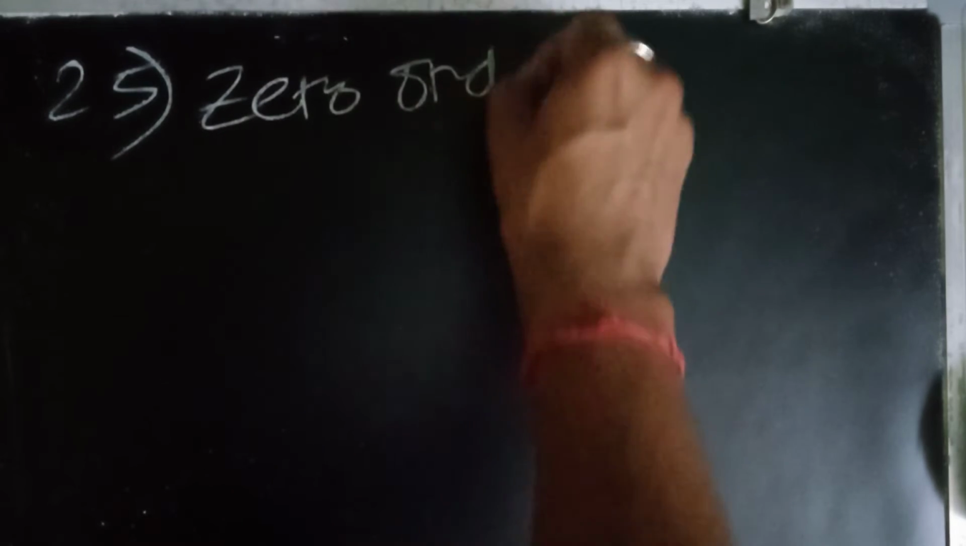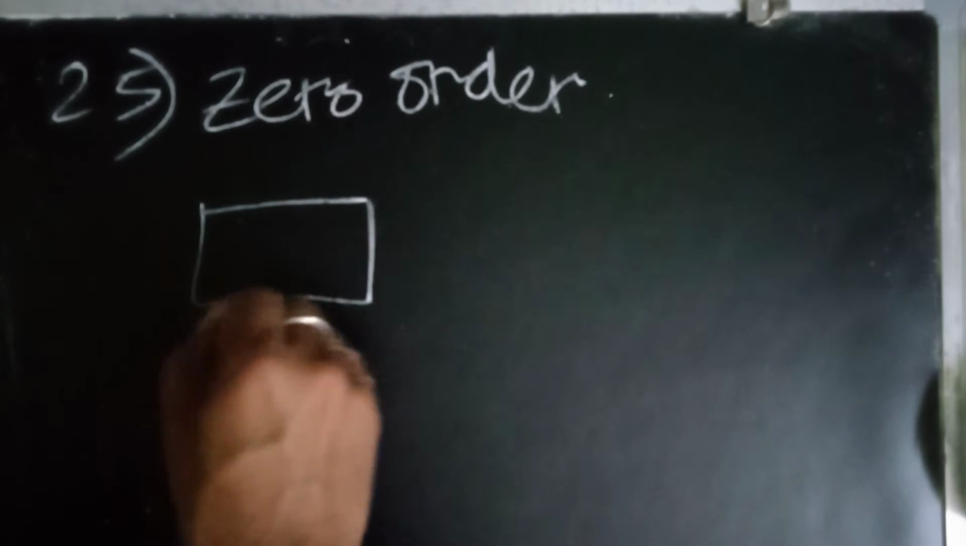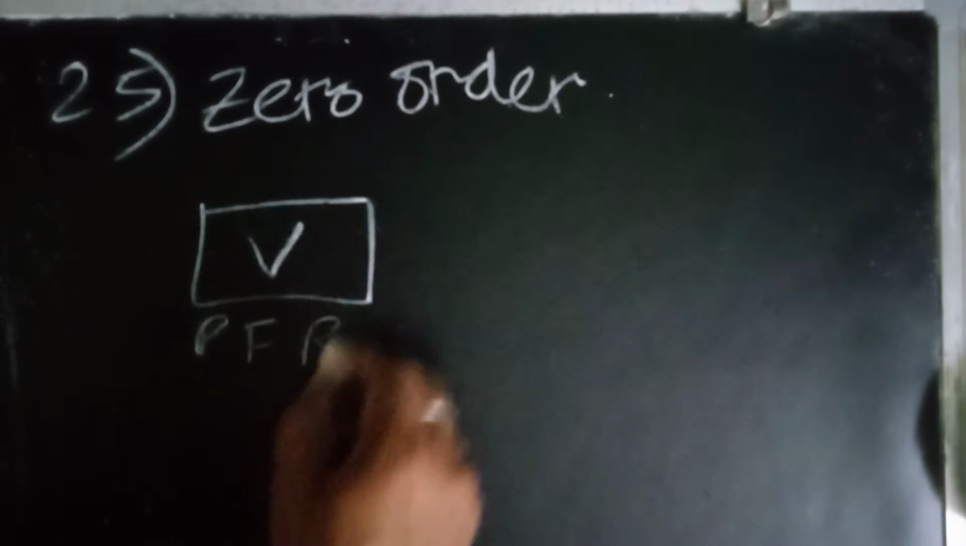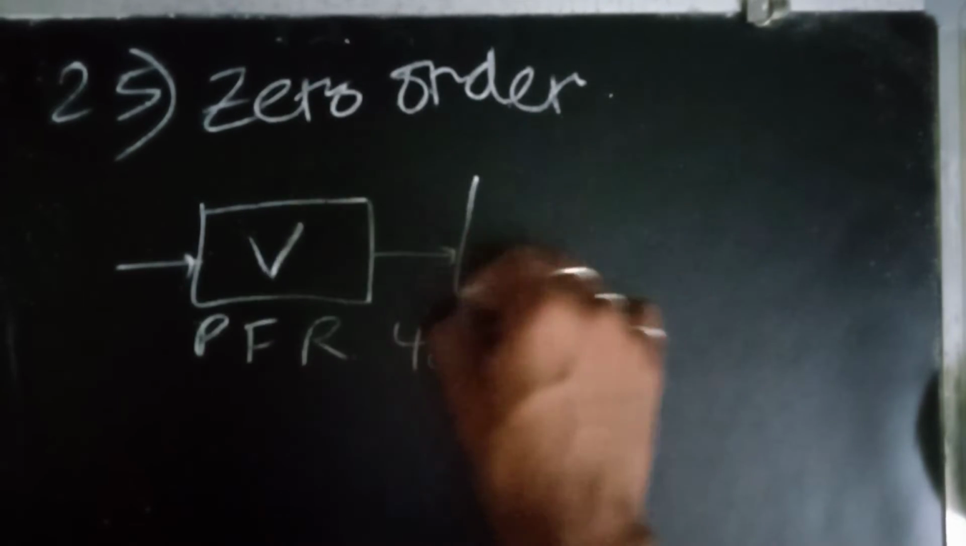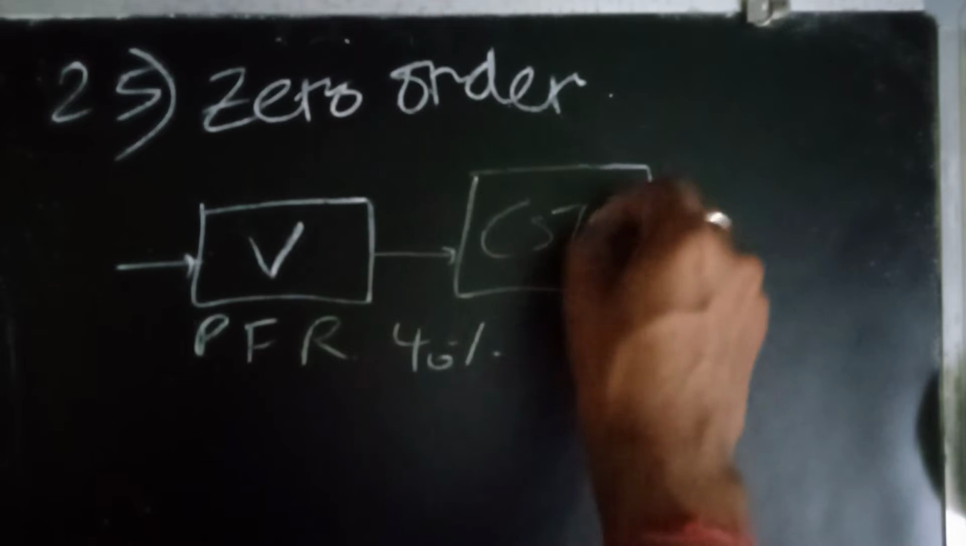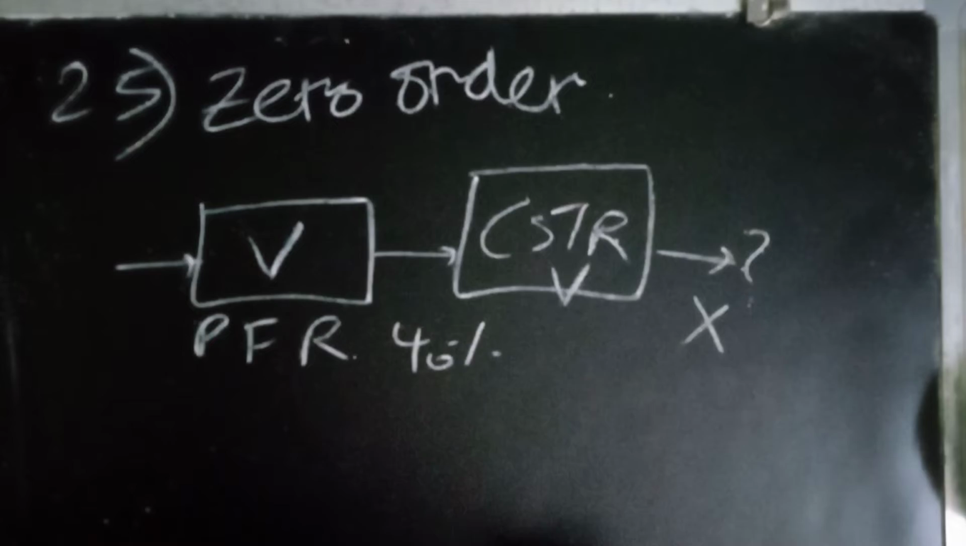Now the next question is 25. The next question was that a zero order reaction was taking place, and we have a PFR of, let's say, a particular volume, and the conversion comes up 40%. If we just add another CSTR with the same volume, how much conversion would be at the outlet?